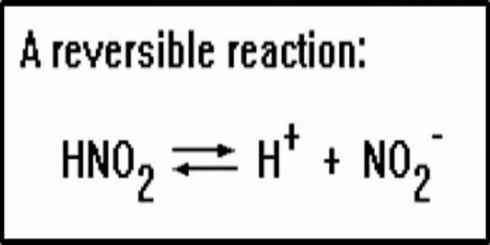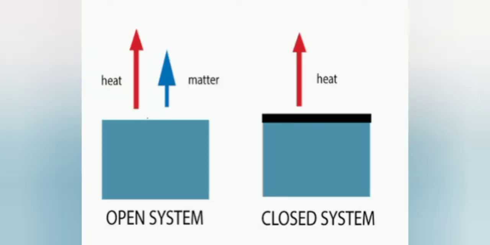Reversible reactions are those reactions which proceed in both forward and backward direction. They are represented by a double-headed arrow. If, in a reversible reaction, one or more components are gaseous, then the reaction must be performed in a closed system or a closed container.